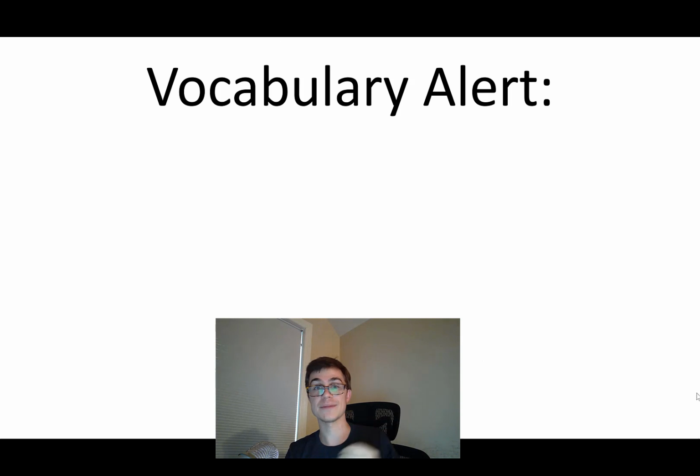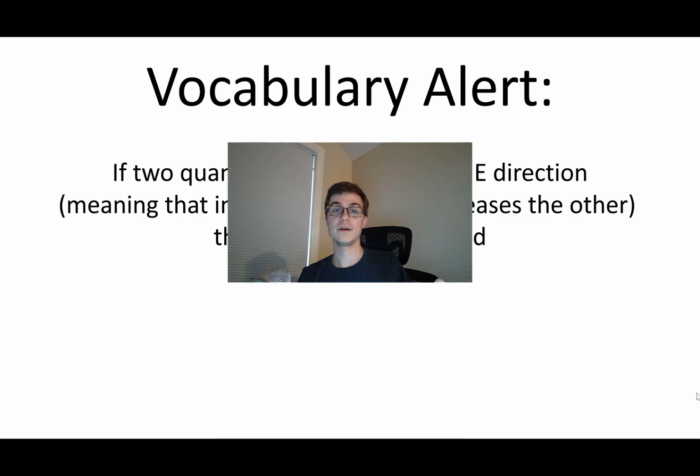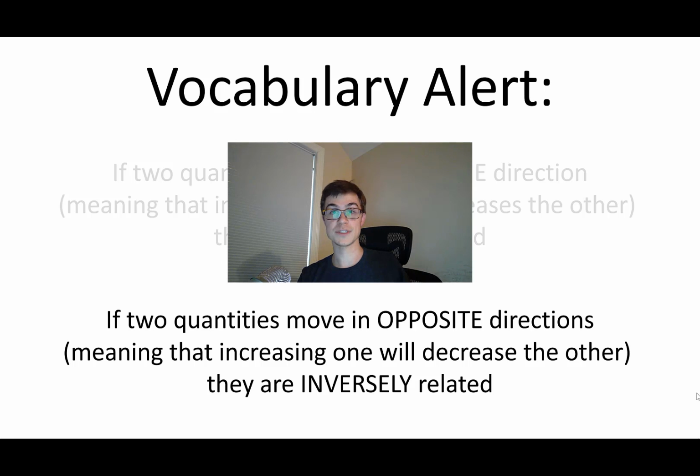Now, science vocabulary, you're going to need to know this if you are going to take any more science classes in the future. It's a very important concept. If 2 quantities move in the same direction, so increasing one of them increases the other one, like more money, more problems, more studying, better grades, we call that a direct relationship because increasing one increases the other one. If 2 quantities move in opposite directions, then we call that an inverse relationship.